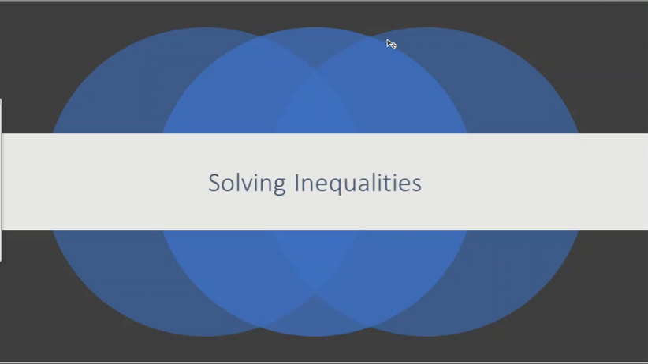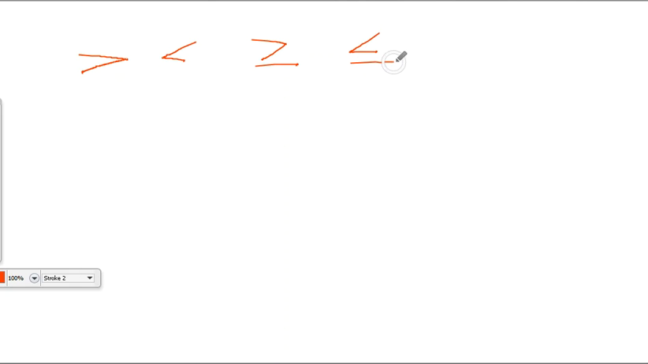I'm just going to start with talking to you about what an inequality is and how inequalities are different than equations. Okay, so take out your piece of paper and have something to write with, and let's go ahead and get started. Okay, we know that equations have equal signs. When we're talking about solving inequalities, we're talking about greater than, less than, greater than or equal to, or less than or equal to.